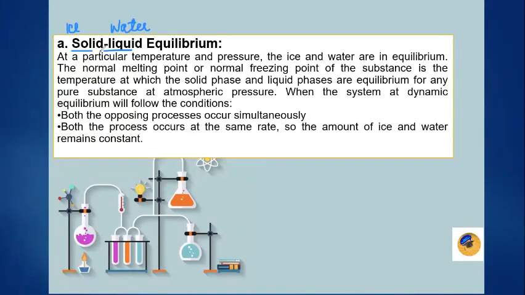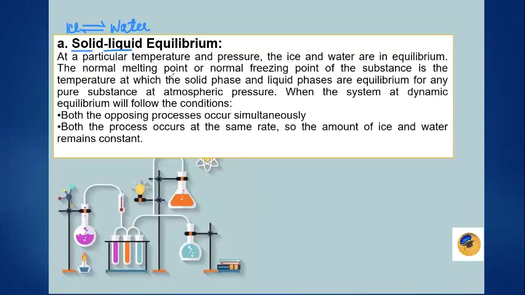It is said to be at equilibrium at standard pressure, that is, at a particular temperature and pressure. The ice and water are in equilibrium if the rate of melting is equal to the rate of freezing. That is, ice becoming water and water becoming ice happen at the same rate. So we know the melting point of ice at standard pressure is 0 degrees Celsius. And what is the freezing point of water at standard pressure? It is 0 degrees Celsius.